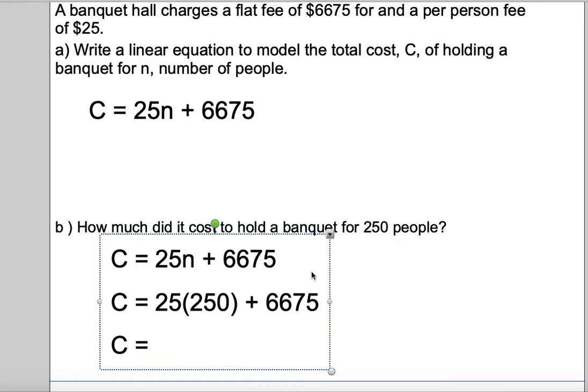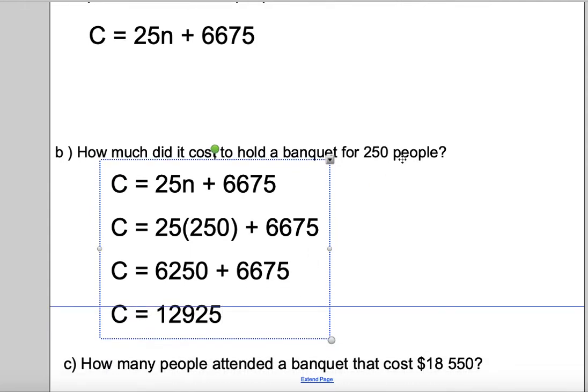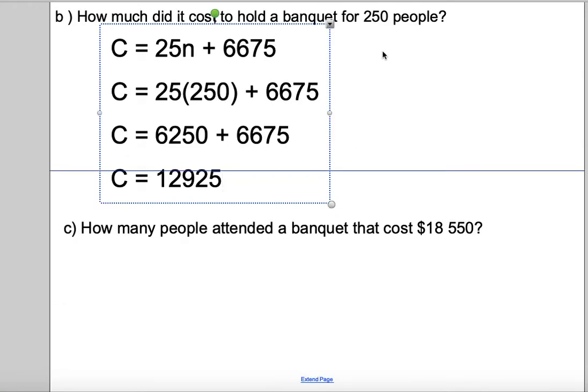So 25 times 250 is 6,250 plus our initial flat fee of 6,675. The total cost would be $12,925 to hold a banquet for 250 people. So the last question, it says, how many people attended a banquet that cost $18,550?